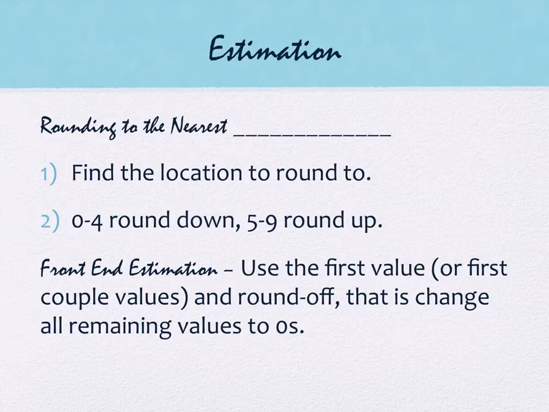So we'll do some examples, but there's one other method that you may be less familiar with for estimation, and it's called front-end estimation. Front-end estimation works like this. You use the first value or the first couple of values, and you round off. Rounding off is actually the same thing as rounding down. It just means that everything becomes zeros after it, no matter what they were. Even if it was a 9, it doesn't make something else increase. It always makes everything 0 out. Okay, so that's front-end estimation.